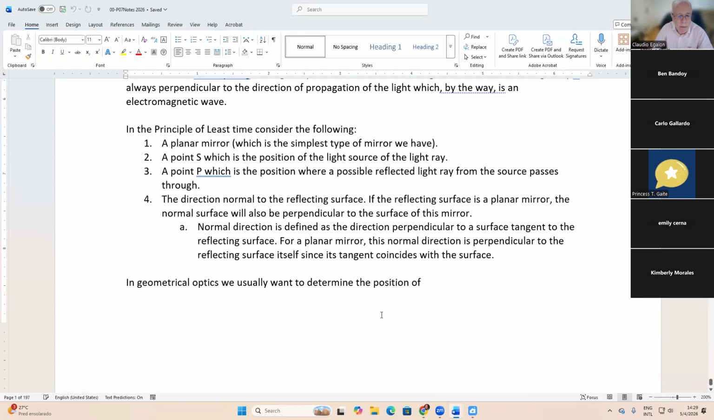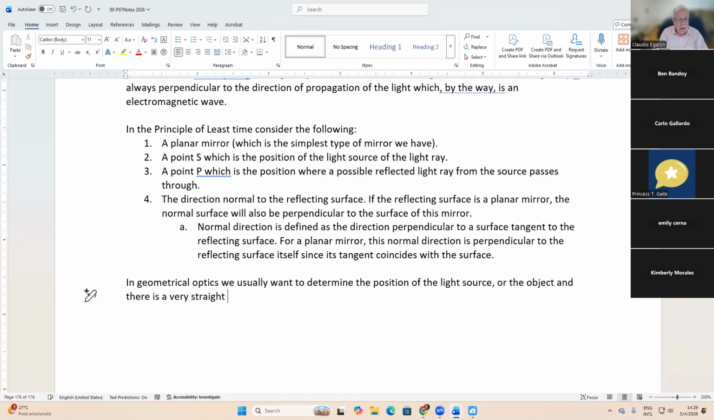In geometric optics, we usually want to determine the position of the light source, or the object. We also call it the object. And that is a very straightforward geometrical approach to determine this position. Okay?